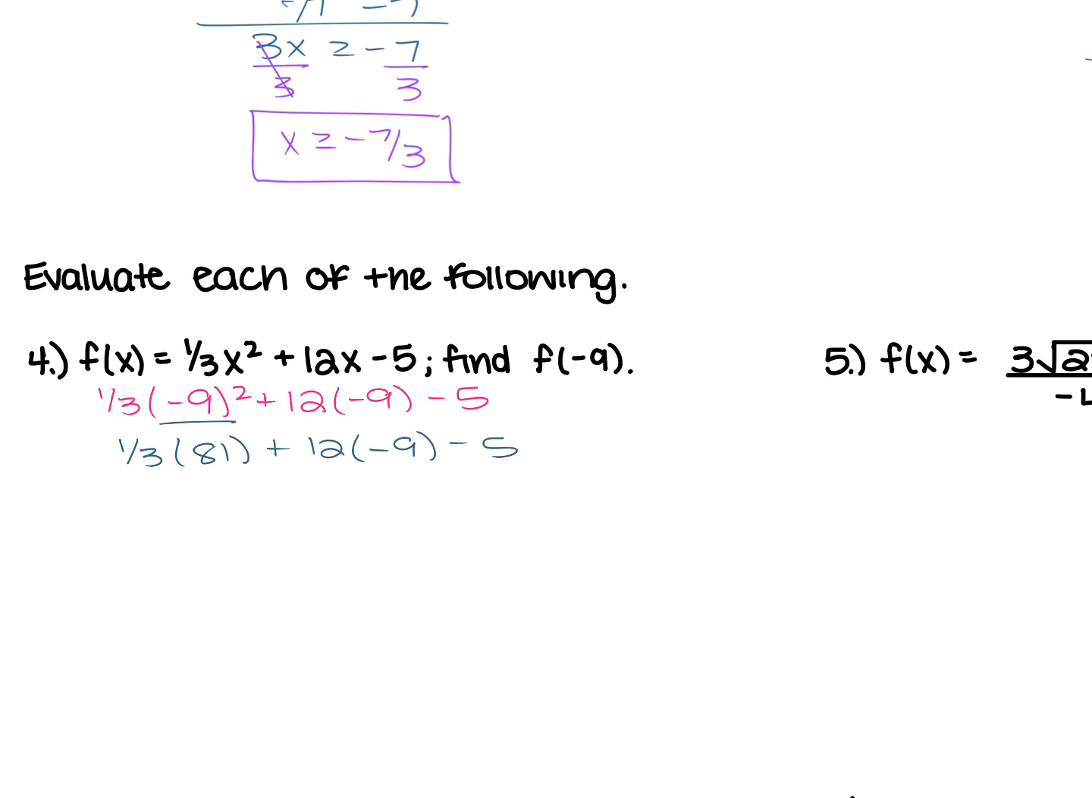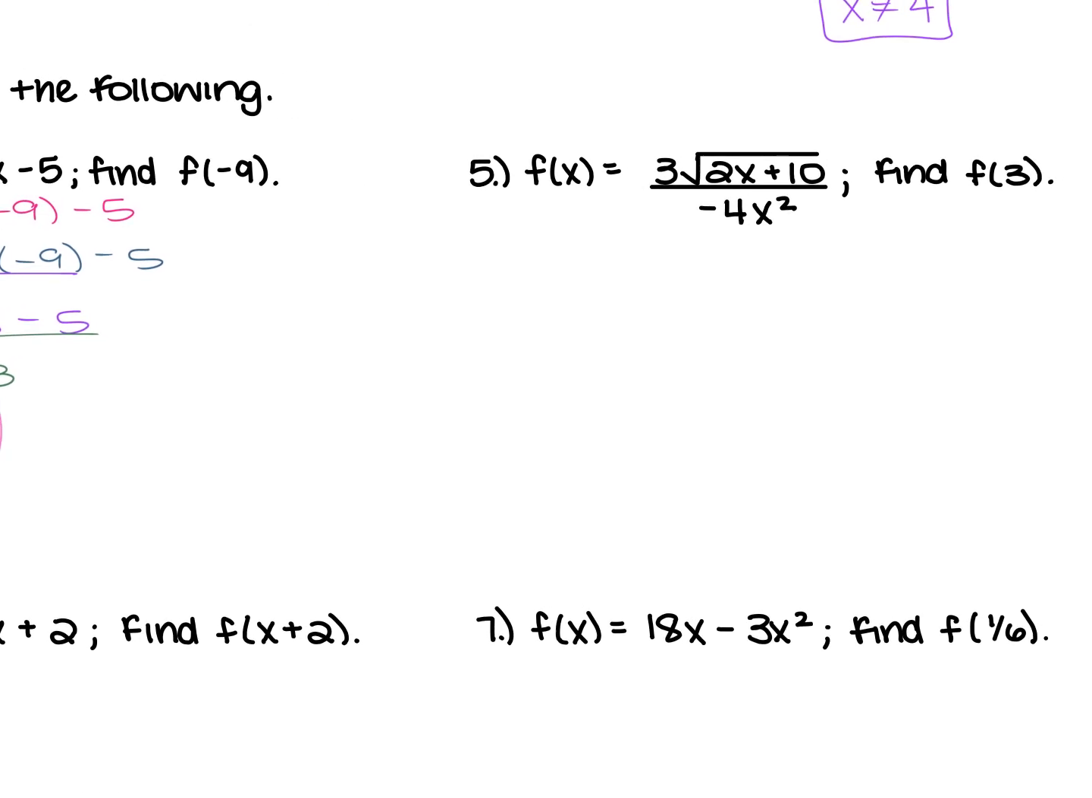Next, we will multiply. So we're going to do the 1/3 times 81. The 3 is going to turn into 1. 81 turns into 27. So 27 times 1 is just 27. Then you have the 12 times -9, which is -108, and then minus 5. I'm going to simplify the 108 plus the 5 because they are both the same sign. So we're going to keep the sign, add the numbers. That gives us 27 minus 113, which simplifies to be -86.